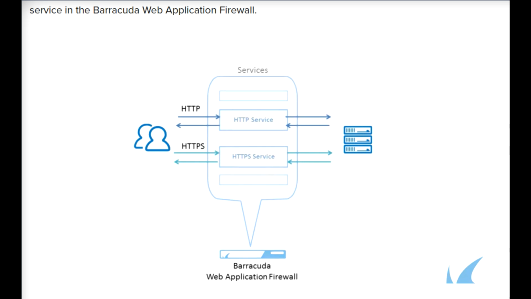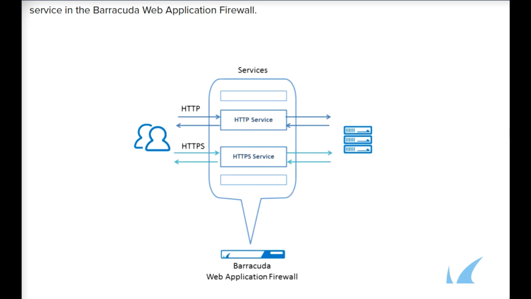Services are the building blocks of how you protect an application using the Barracuda Web Application Firewall. Services receive the incoming HTTP or HTTPS traffic. Each service has a security policy associated with it. The security policy contains various settings that are used to identify and block attacks in any incoming requests.